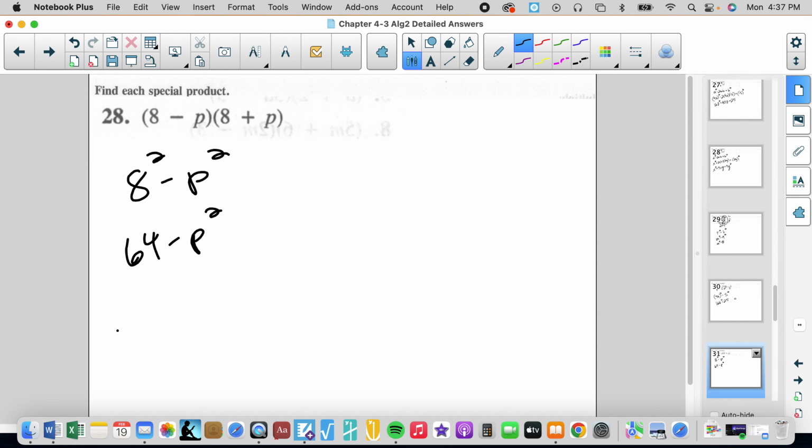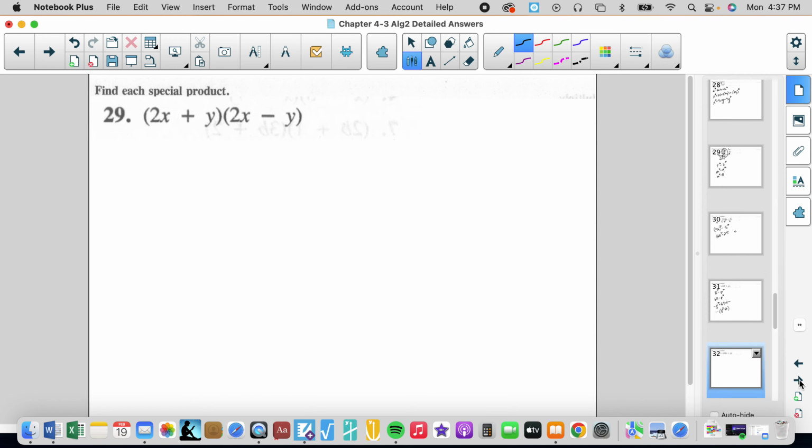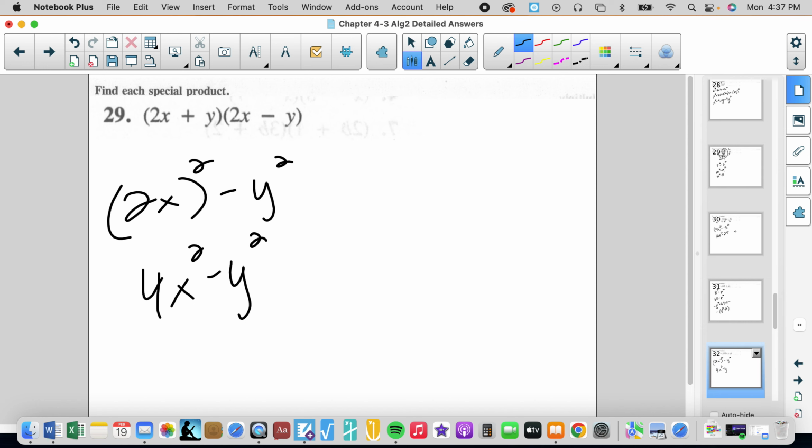Now you'll see some books write it like that, some books write it like that. It's kind of hard. Maybe even some books write it like that. I'm probably going to write it like that. I like standard form. Conjugates, so quantity 2x squared minus y squared, 4x squared minus y squared.